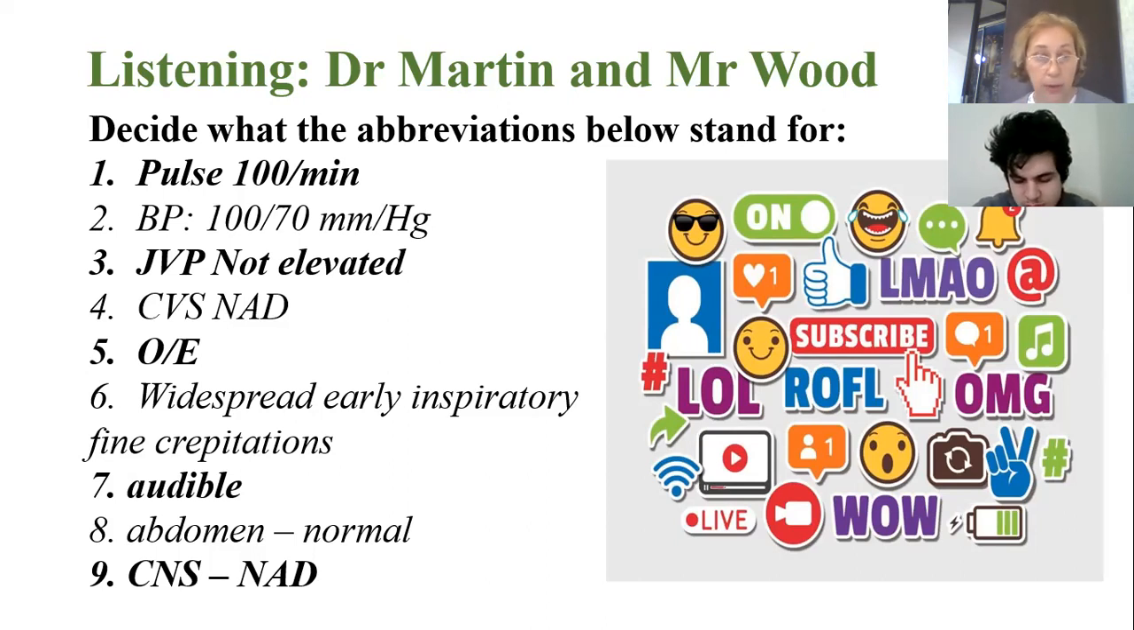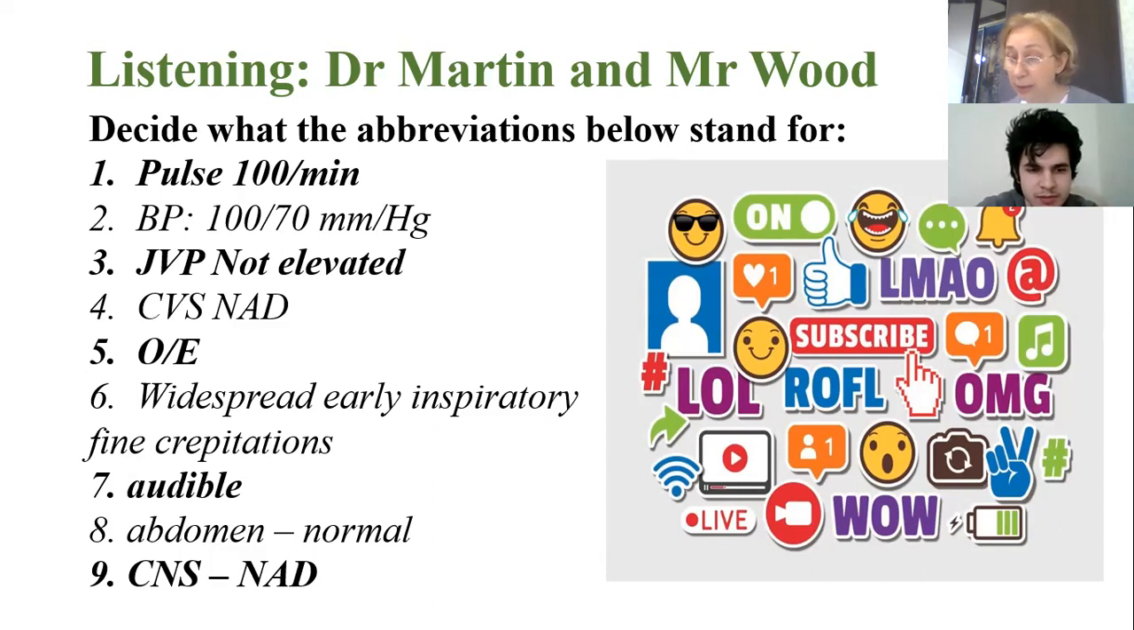Okay, so OE stands for on examination. So the next number 6, let us listen to Mustafa, please. Number 6. It's widespread early inspiratory fine crepitations. So it's not actually the abbreviation, but this is about some sounds that a doctor can hear when he examines the body of his patient.